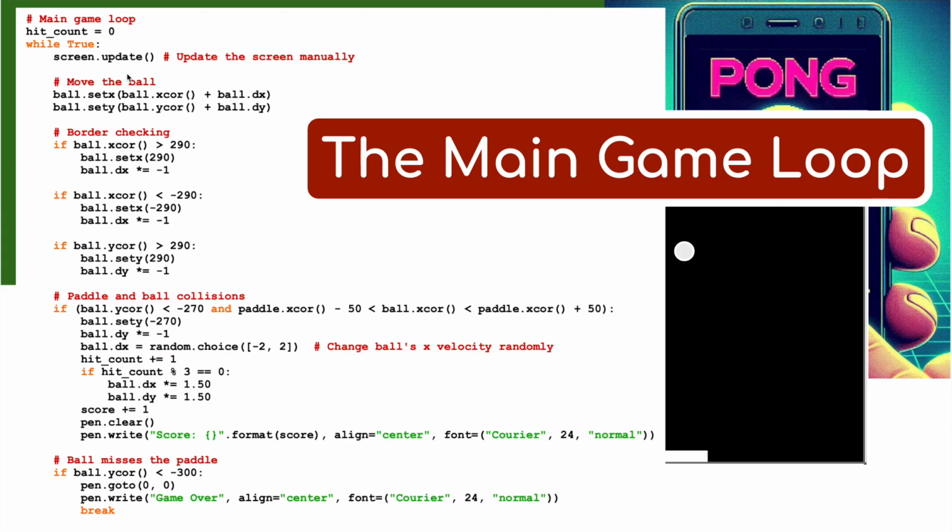So here is the code for the main game loop. Okay, so we're going to move the ball. We're going to check the border. Okay, the paddle and the ball collision we're going to set up here. We're going to change the ball's velocity randomly using this line here. Okay, and then if the ball misses the paddle, we're going to call game over. It's going to write, using the pen, game over, and it's going to break and the game will stop. Okay, so this is the main game loop.